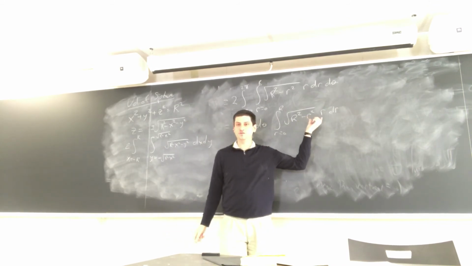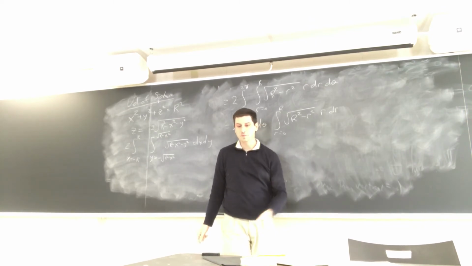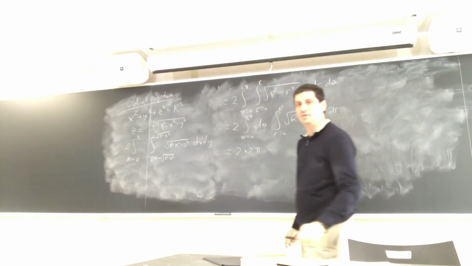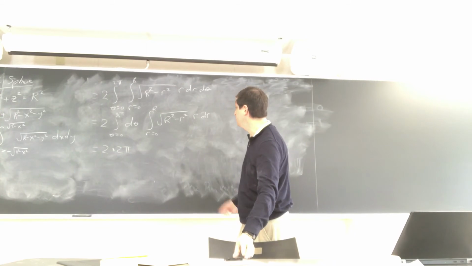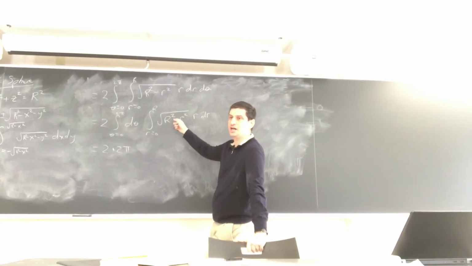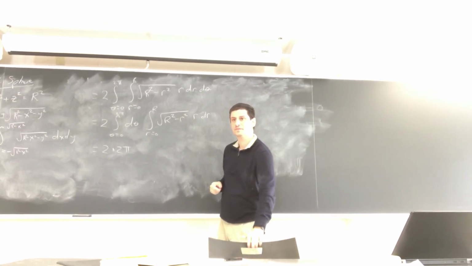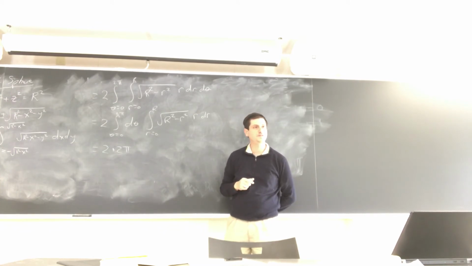Now we have to do this integration. This looks bad at first, but the integrand is the square root of big R squared minus little r squared. In an ideal world, what would you love to have once you have a square root with an r squared inside? What would you love to have, to make this nice, to do a good use substitution?